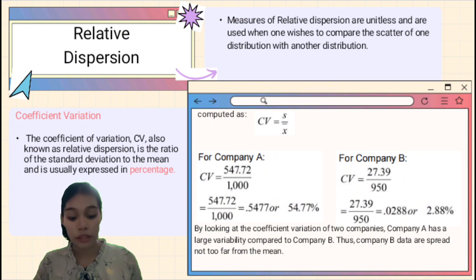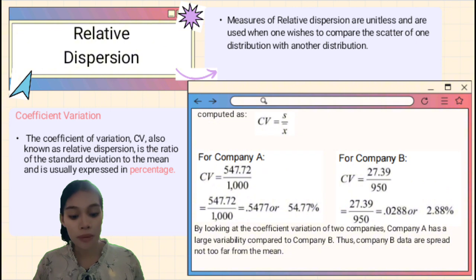547.72 divided by 1,000 is equal to 0.5477, or of course, since it is expressed in percentage form, it will be 54.77%. So it's as simple as that. That is how we get the coefficient of variation.